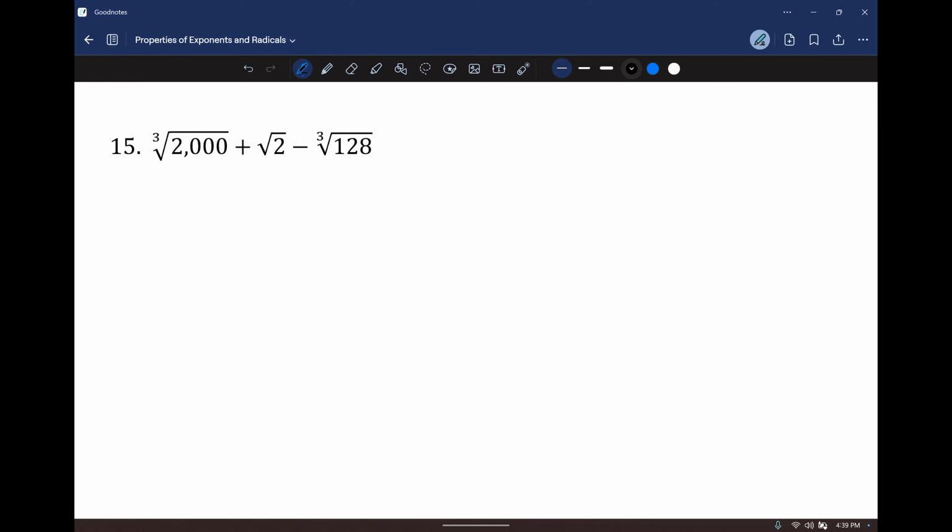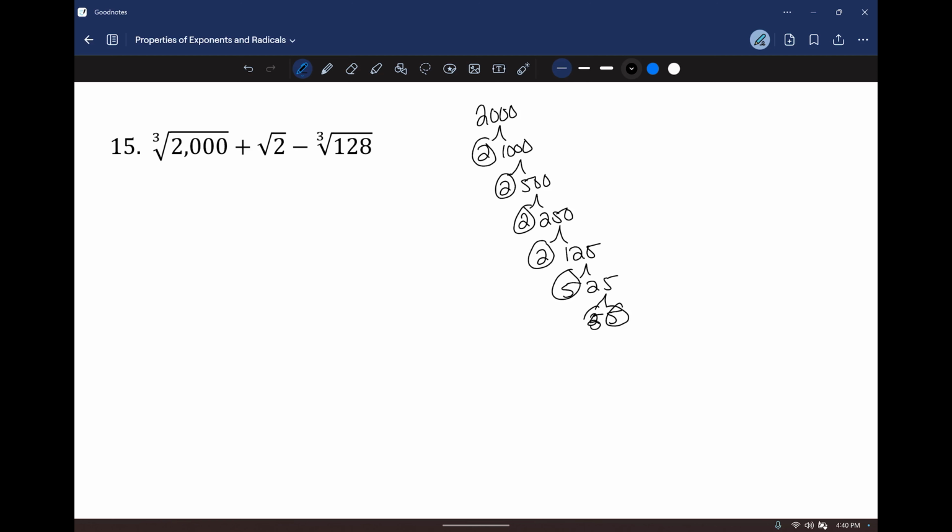All right, number 15. So let's go ahead and do our factor tree for 2,000. 2,000 is 2 and 1,000. 1,000 is 2 and 500. 500 is 2 and 250. 250 is 2 and 125. 125 is 5 and 25. And 25 is 5 and 5. So we have 4 2's and 3 5's. So I'm doing a cube root.